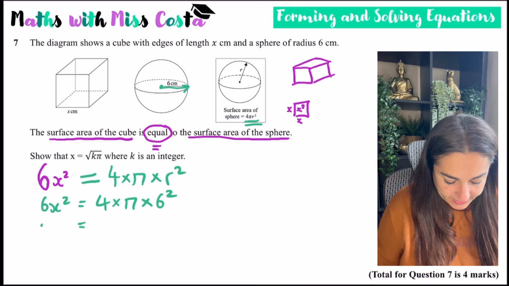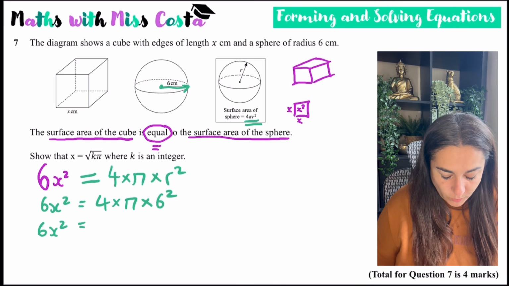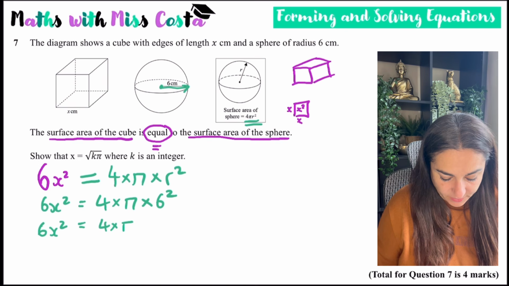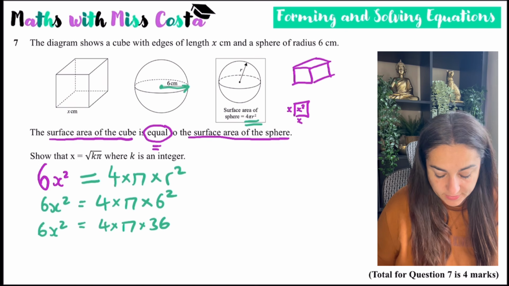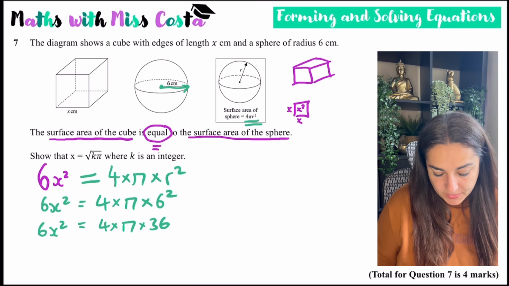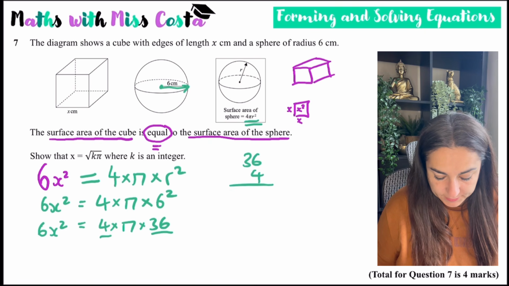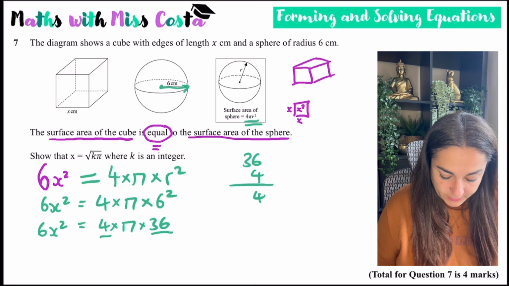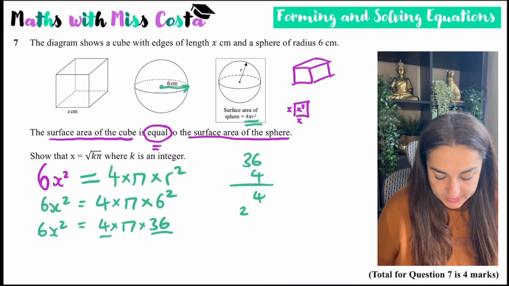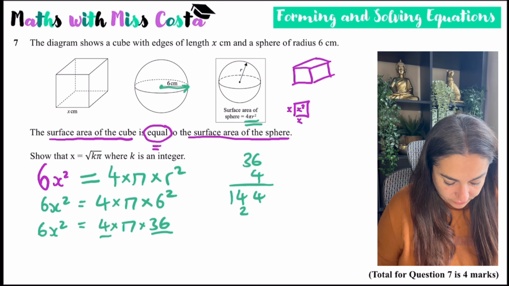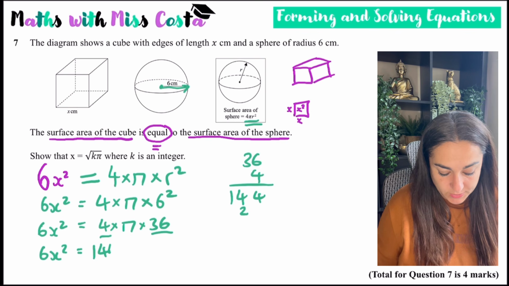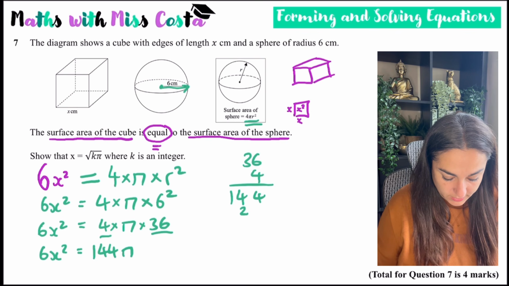So let's see what I could simplify there. Well, 6 squared is going to be 36. So let's just write that out so that you see each line step of the way. And then we could do 36 times 4. So 36 times by 4. 4 times 6 is 24. 4 times 3 is 12. Add the 1 is 144. So you know that 6x squared is equivalent to 144 pi.